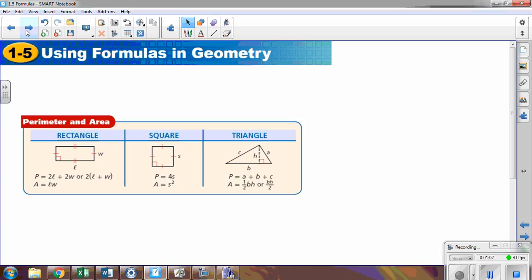Area of a rectangle, length times width. Area of a square, we know is side length squared. Area of a triangle, base times height divided by 2. Nothing earth-shattering. You've worked with all of them before. We're just having them here.